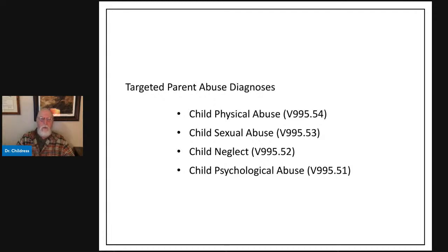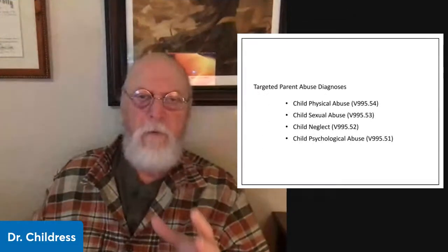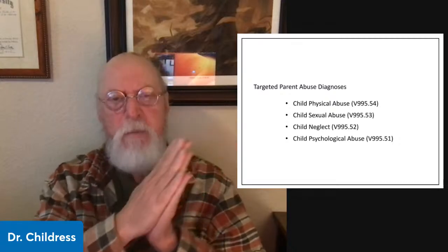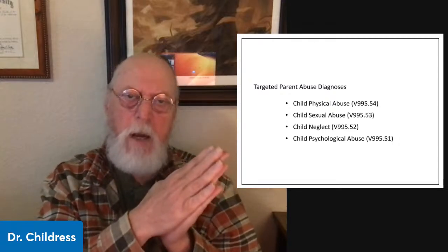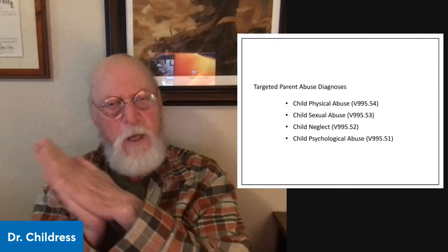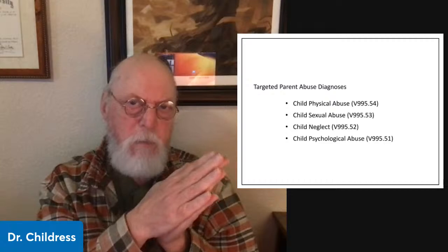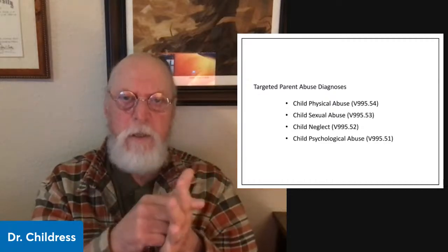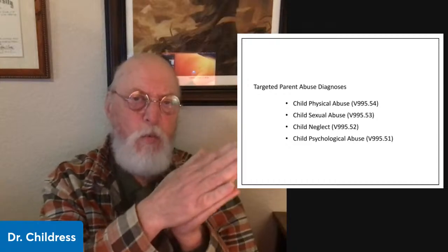So for the targeted parent abuse diagnoses of concern, we're worried about physical abuse, sexual abuse, neglect, or psychological abuse. Let me talk about that for a second. We have an attachment pathology. Attachment is a motivational system, so it always motivates the child to bond to the parent, because the other motivational direction is death by starvation and predation. So it's a motivational system.